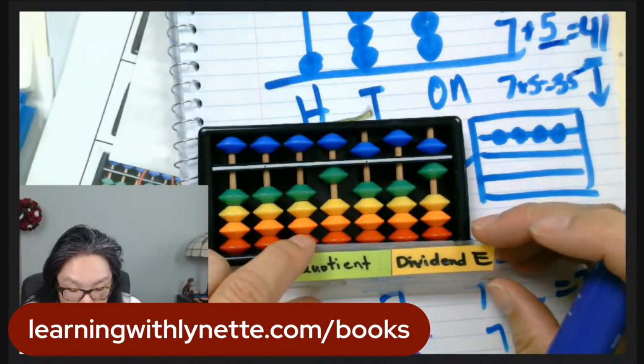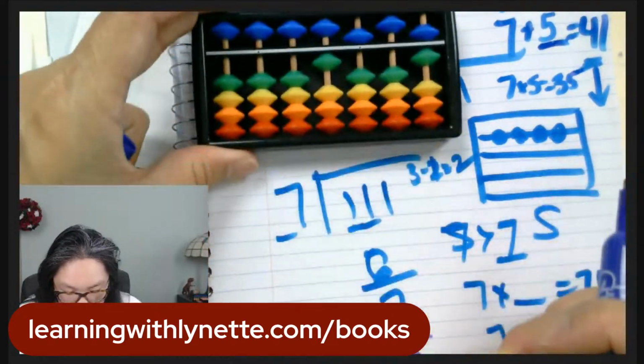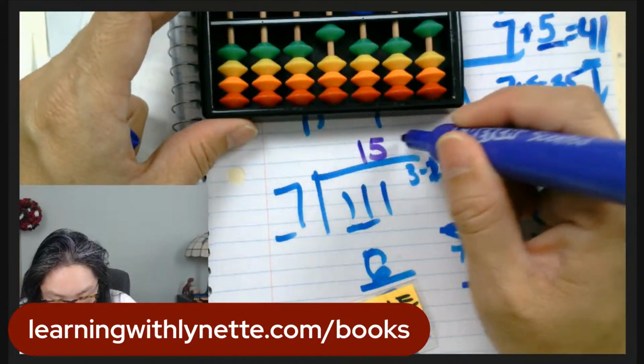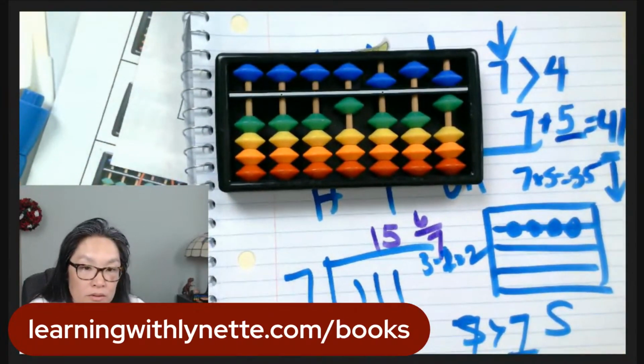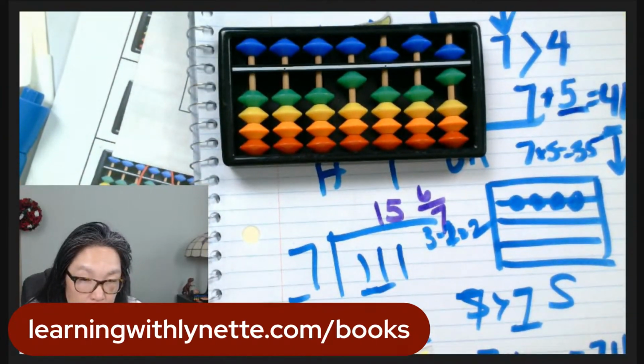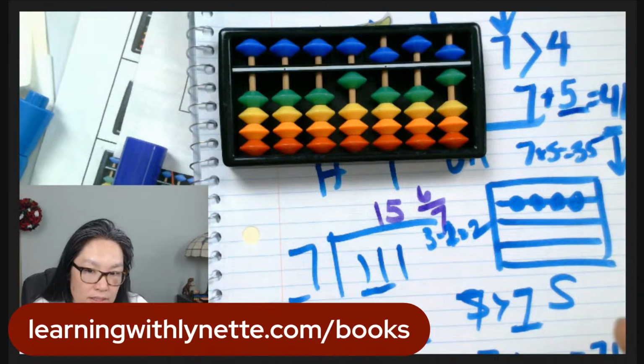So then my answer is 15 with a remainder. It's 15 with a remainder of 6 over 7. Because it will be a forever remainder. There will always be a remainder because it doesn't zero out.